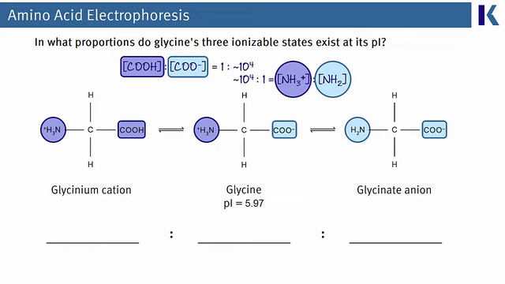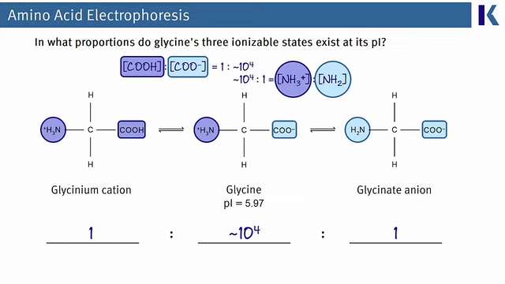In what proportions do glycine's 3 ionizable states exist at a pH of 6? Putting these two base to acid ratios together, the only ratio that can work for glycine's 3 ionizable states is 1 to 10,000 to 1. This allows us best to satisfy the two conditions we have. We must have 10,000 times more light blue boxes than purple boxes, and 10,000 times more purple circles, the ammonium groups, than light blue circles, the amine groups.